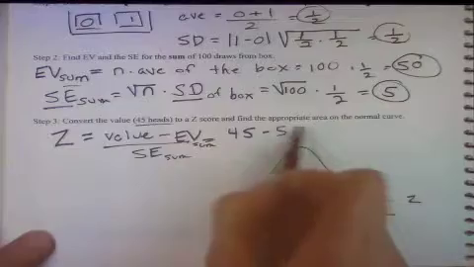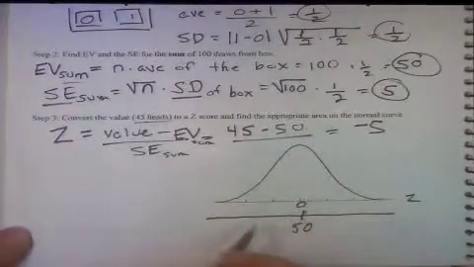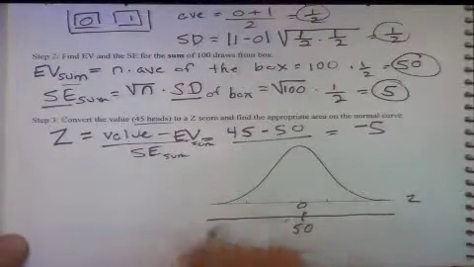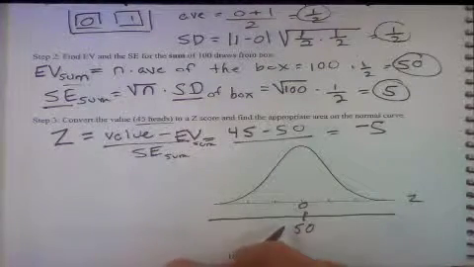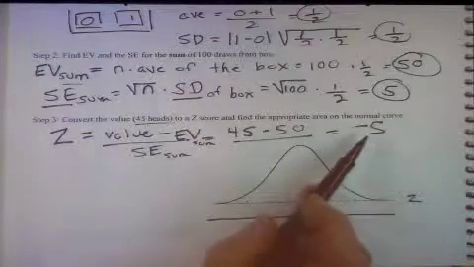So 45 heads minus 50. There's the 5 heads we're talking about. 45 is 5 below 50. That's what that numerator tells us. But 5 below, how do you know where to place 5 below? You don't until you know what the standard error is. How many standard errors is that?